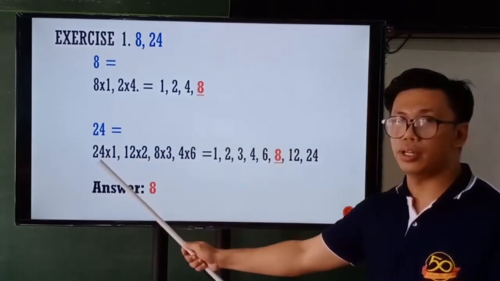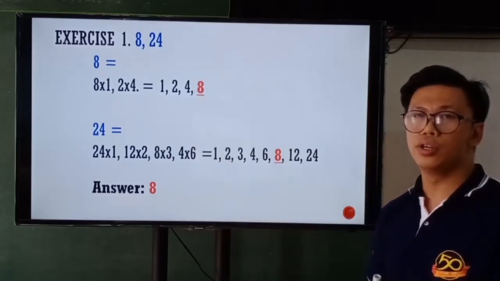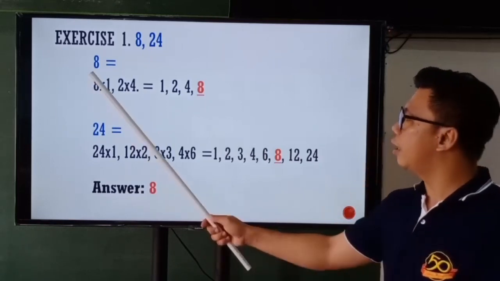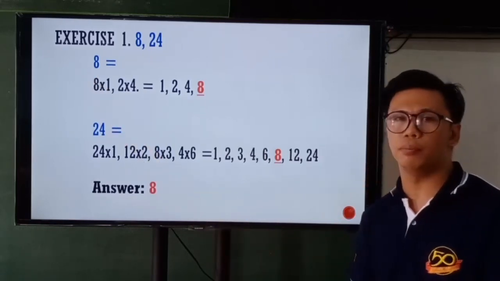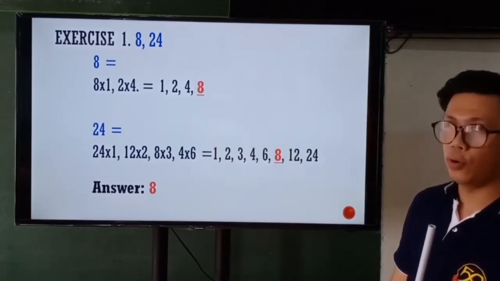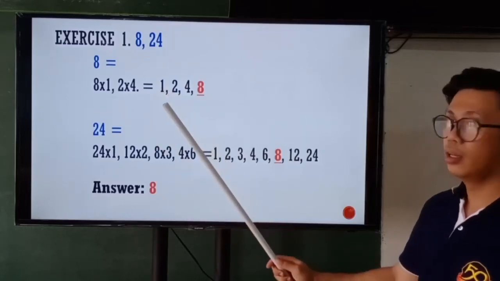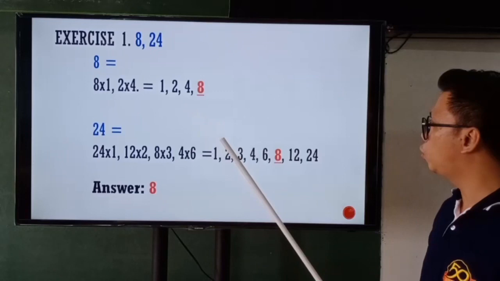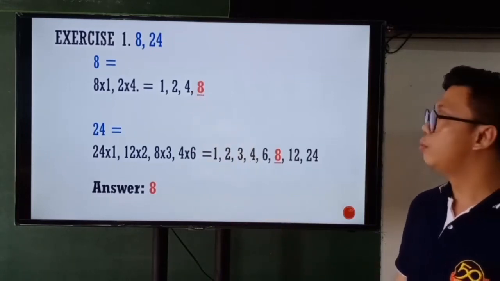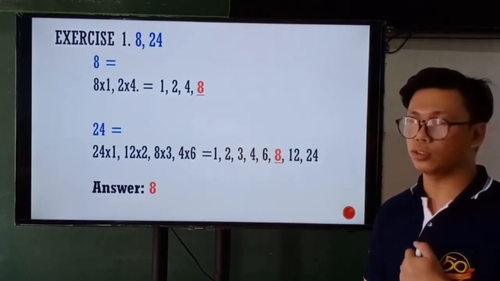last number is 24. So after getting the factor, look at the common factor of 8 and 24. So look at the numbers. What is the common factor of 8 and 24? So we have here, the common factor is 1. We have common factor 2. We have common factor of 4. And we have common factor of 8. So that is the common factor.